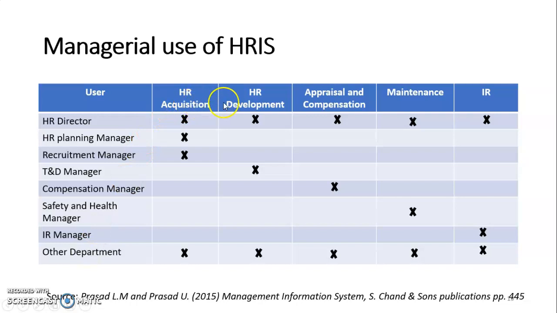If we see HR acquisition, development, appraisal and compensation, and maintenance and IR functions, we can see here the director utilizes all software. Similarly, other departments also rely on the reports provided by all software, whereas the industrial relations manager uses IR subsystem software, the safety and health manager uses maintenance, the compensation management manager uses appraisal and compensation, the training and development manager uses HR development software, the recruitment manager uses HR acquisition, and the HR planning manager also uses the same. So we can see the software is used in an integrated way.